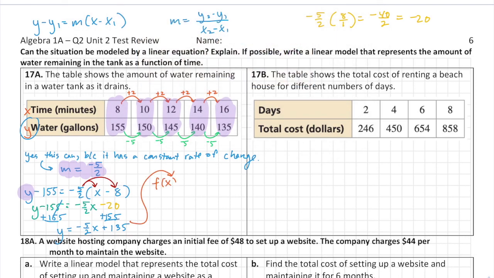And if I want to put it as a function, I would say f of x is equal to negative 5 over 2x plus 135. That would be perfectly okay, or if I want to make it f of t, so it models more like t stands for time, I could do it like this as well. Either one would be good.